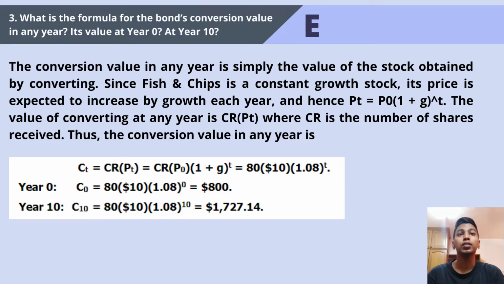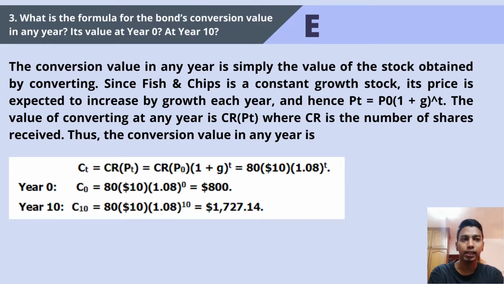Question number 3. What is the formula for the bond's conversion value in any year, its value at year 0, and at year 10? The conversion value in any year is simply the value of the stock obtained by converting. Since Fish and Chips is a constant growth stock, its price is expected to increase by the growth rate each year, and hence P_t equal to P_0 times (1 plus g) to the power t. The value of converting at any year is CR times P_t, where CR is the number of shares received. Thus, the conversion value in any year is C_t equal to CR times P_t equal to CR times P_0 times (1 plus g) to the power t.